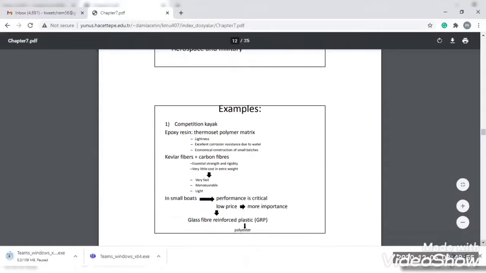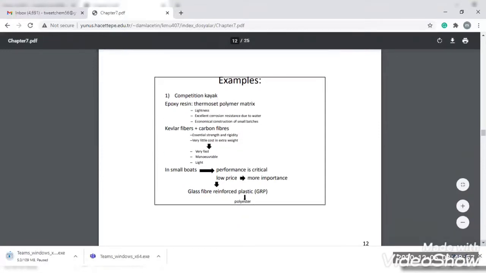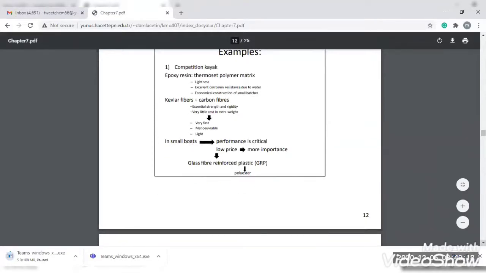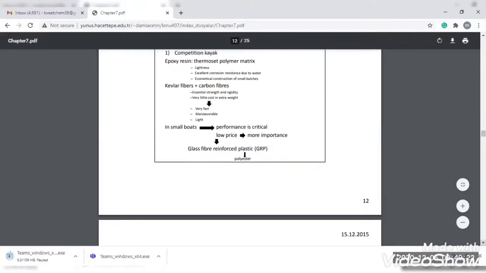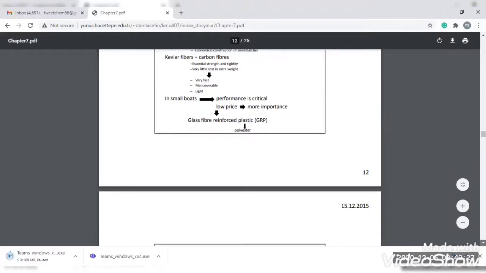the military. And these are some examples of composites: epoxy resins, thermoset polymers, where the matrix is light, has excellent corrosion resistance, and allows economical construction in small batches. And the Kevlar polymers plus carbon fibers give essential strength and rigidity, very little cost in extra weight, and very fast and light small boats. Where performance is critical, low price is of more importance, and glass fiber reinforced plastic, GRP, and the polyesters.